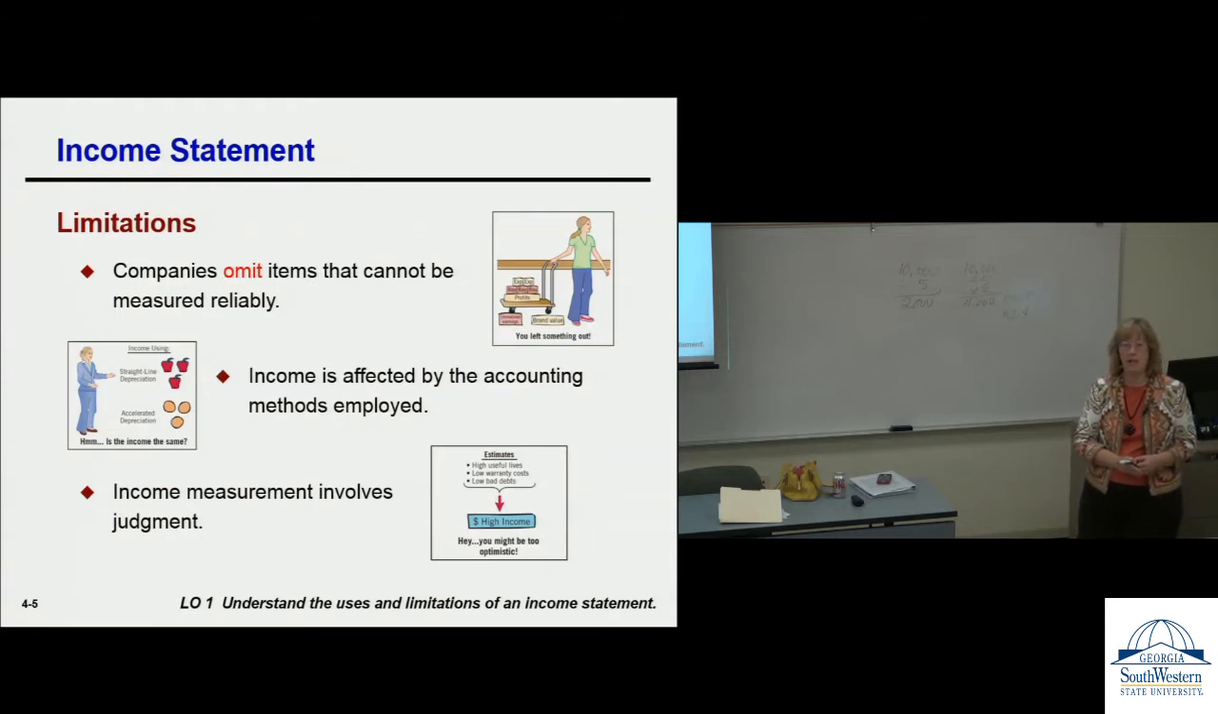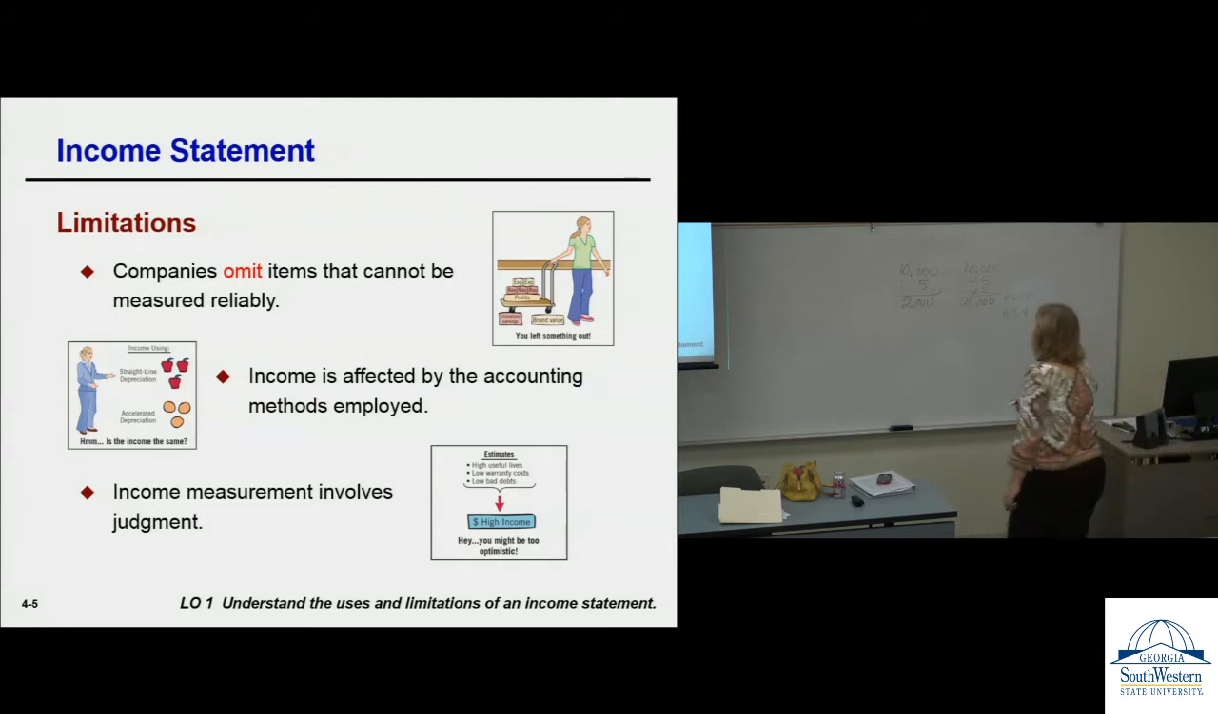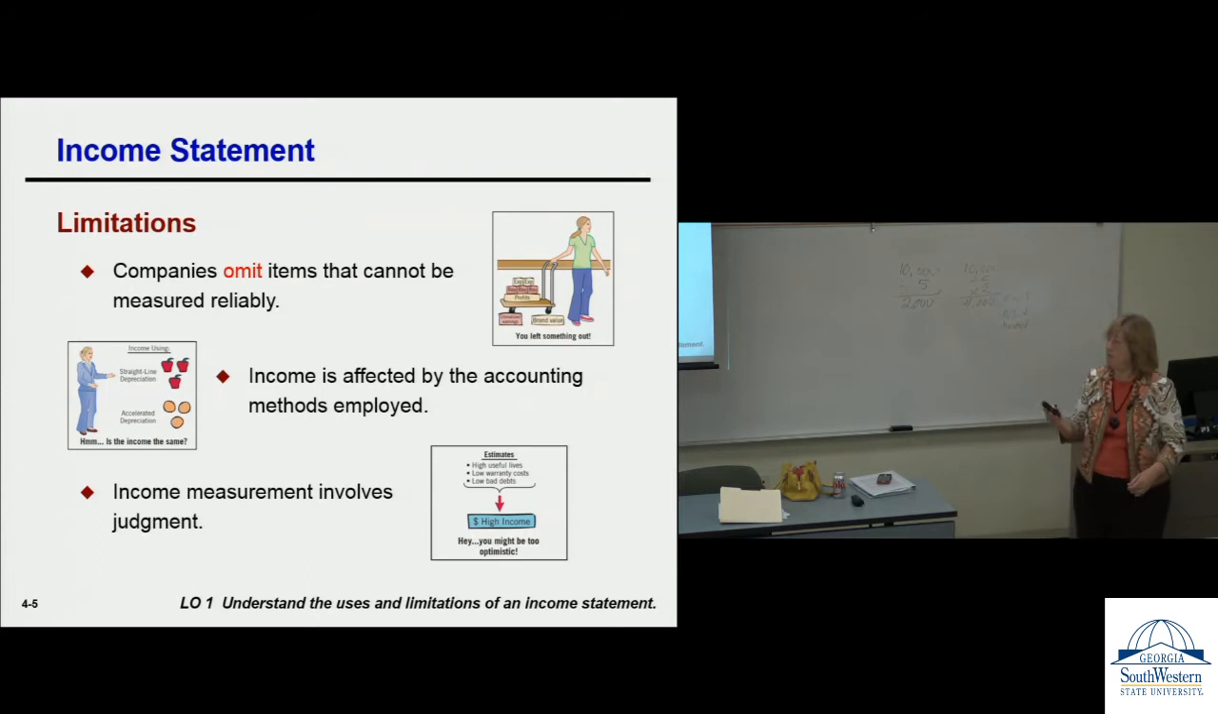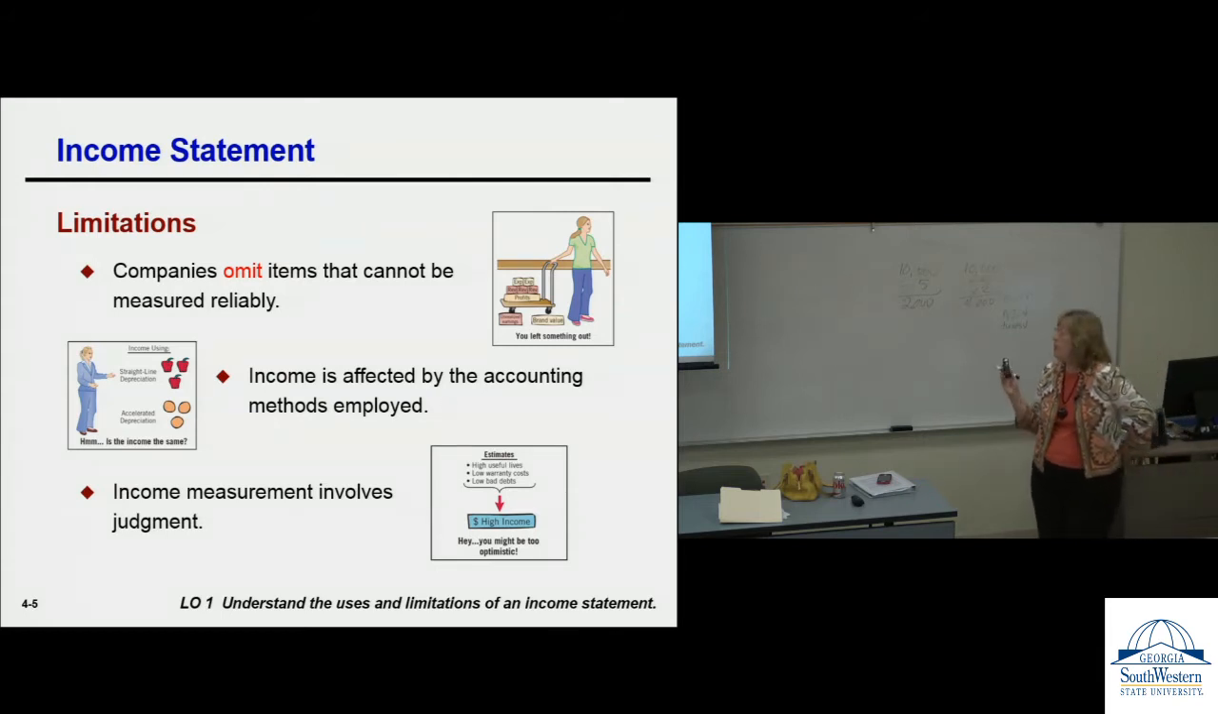Because net income affects your taxes. Okay, so if your net income goes down, your taxes also go down. So that's why they use accelerated method. And in this middle one, net income is affected by the accounting method selected. Usually companies select their depreciation method and their LIFO, FIFO inventory method because of the tax effect, okay?